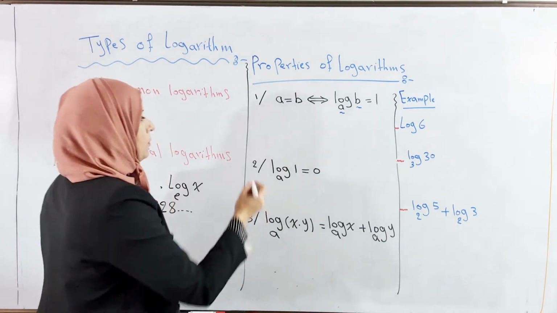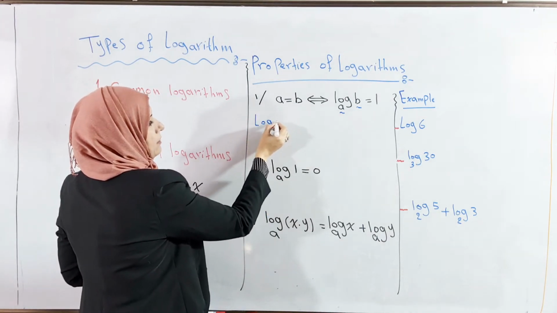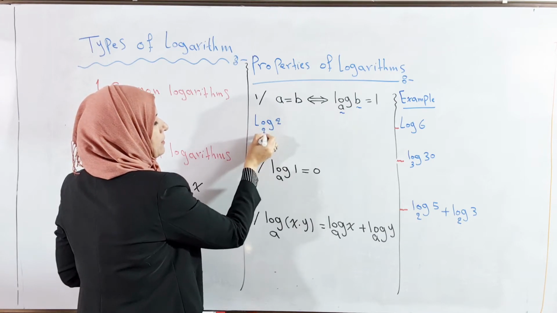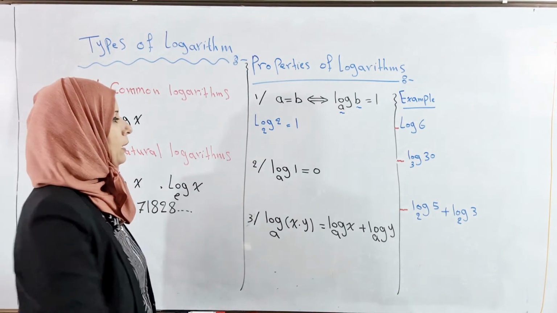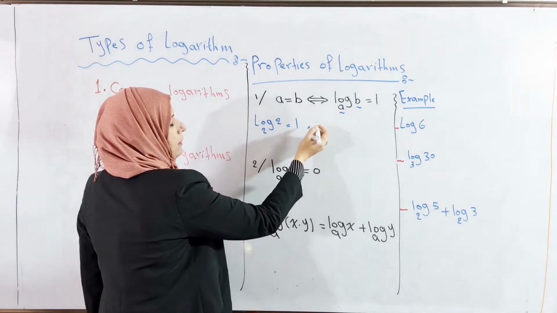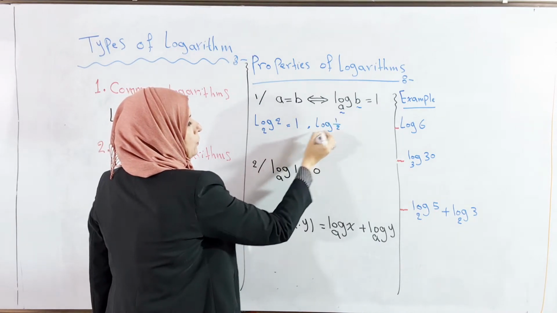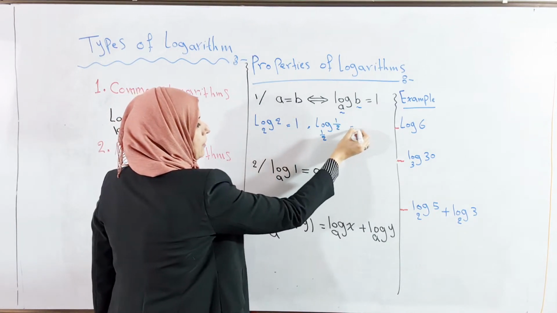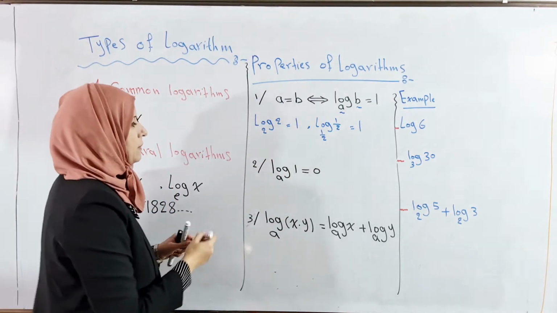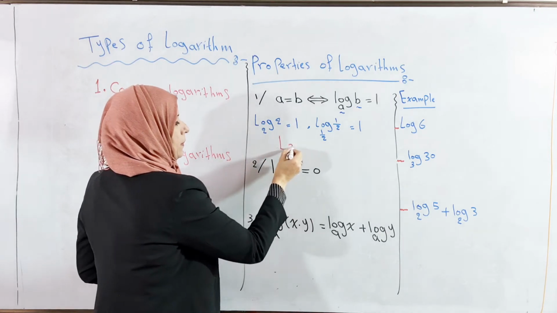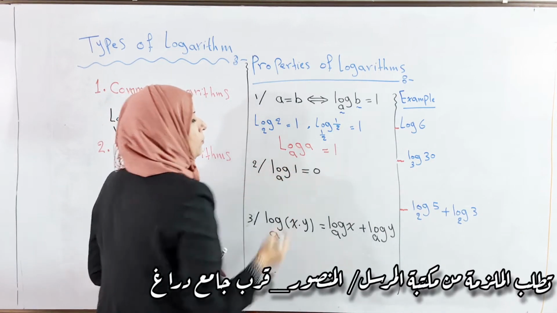For example, logarithm 2 for base 2 will be 1. مباشرة أقول قيمتها 1. And another example, logarithm 1/2 for base 1/2, the result will be 1. That's mean logarithm A for base A always equal 1.